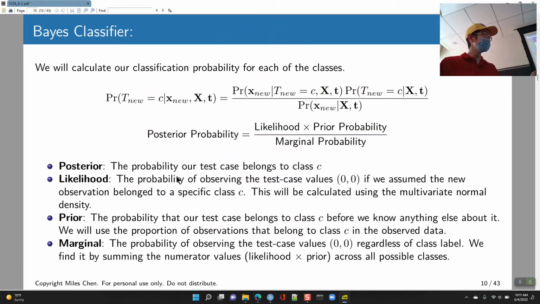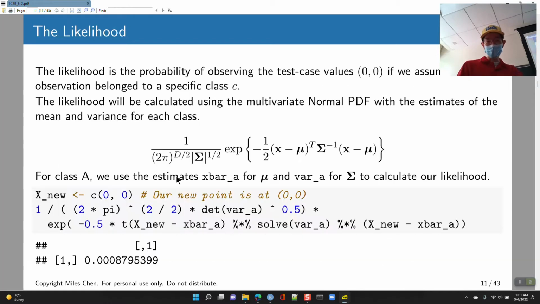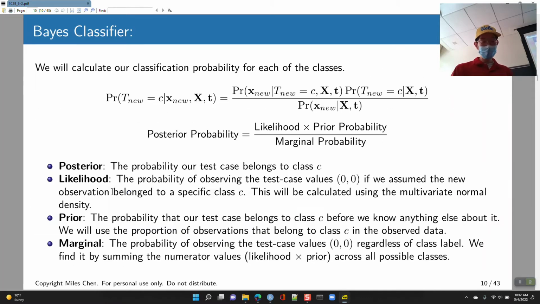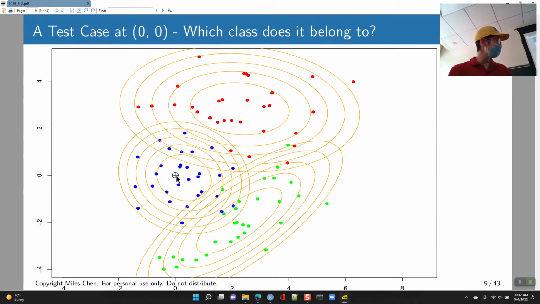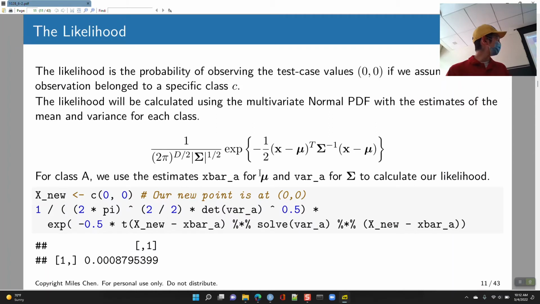Okay, so anyway, again, a review of Bayes' rule here. When we calculate this likelihood, the likelihood of the data, I could technically use the multivariate normal PDF, and I can go through it, and it will give me the likelihood of getting this new test case, which is at 0, 0. What is the likelihood of getting it?